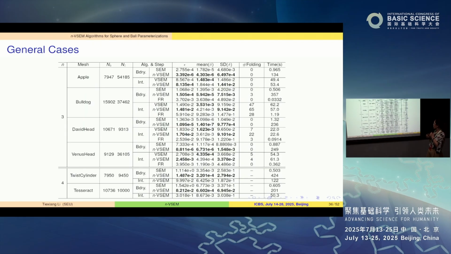In the discrete version, usually if the domain is smooth enough or convex, there is no folding. Sometimes there is a little, and maybe usually there are several foldings. We tried more than 400 cases, and using folding removal just one time, most of the cases have no folding left.